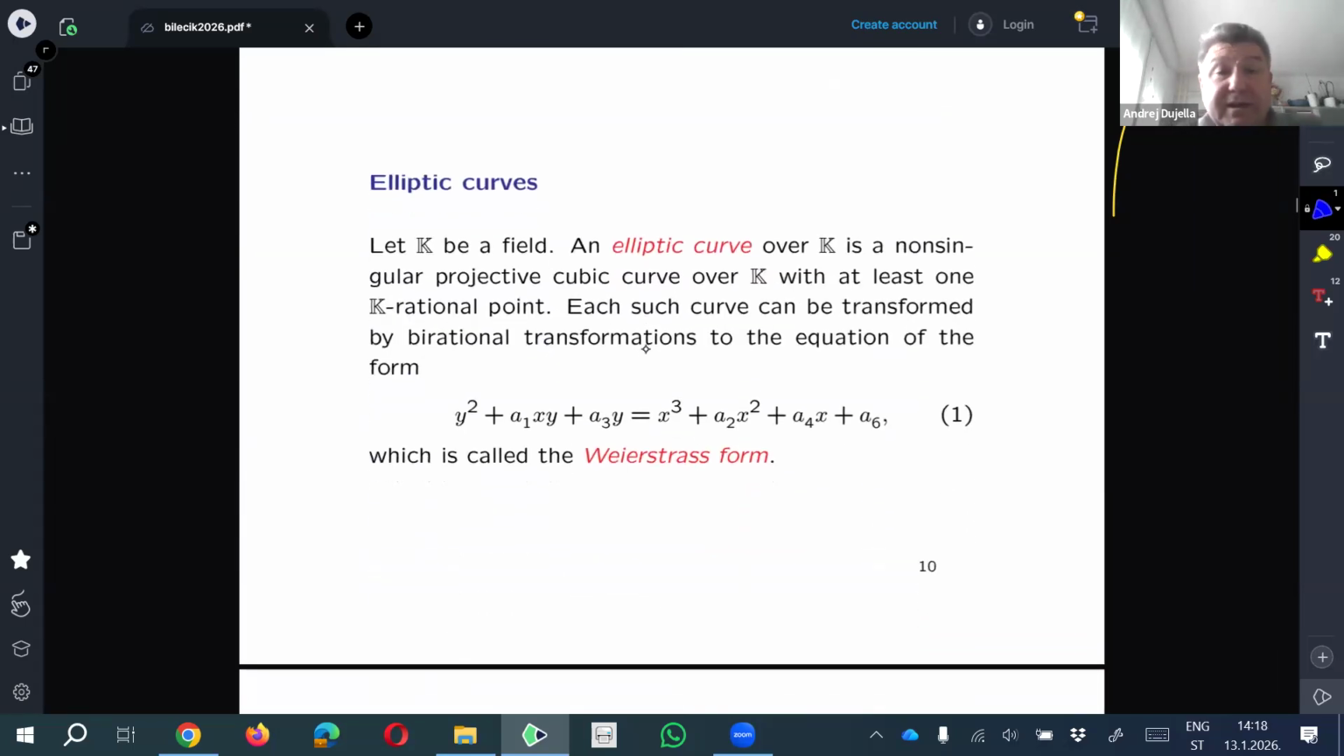So the next notion from the title of my talk are elliptic curves. They can be defined over any field as a non-singular projective cubic curve with at least one k-rational point, but using a birational transformation, it can always be transformed into this so-called Weierstrass form, and I will not consider a more complicated equation of elliptic curves in my talk.